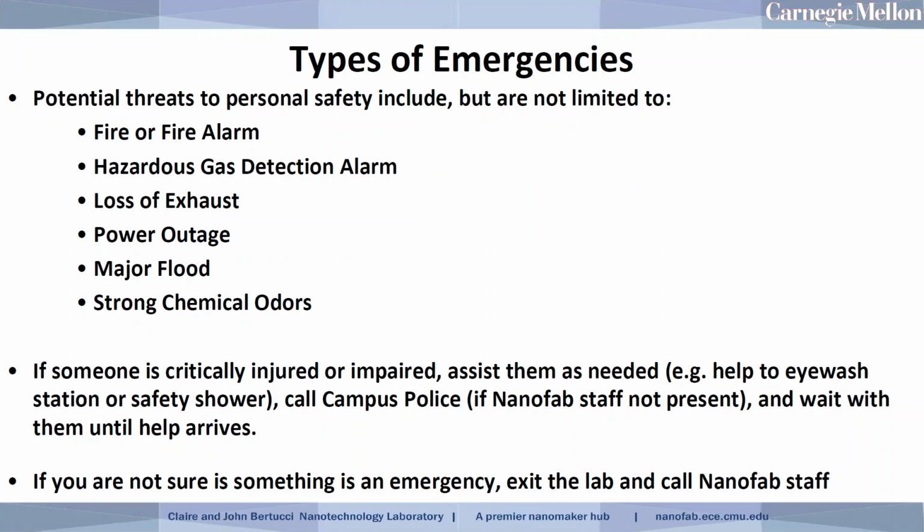So if someone were to be critically injured or impaired, again, the staff should be present, but you would assist them as needed if you were nearby, which would mean potentially helping someone to an eye wash station or a safety shower if they spill chemical on them. Call campus police if the Nanofab staff aren't present, or if somebody were injured and you needed an ambulance, you could call campus police straight away, and then wait with them until help arrives.